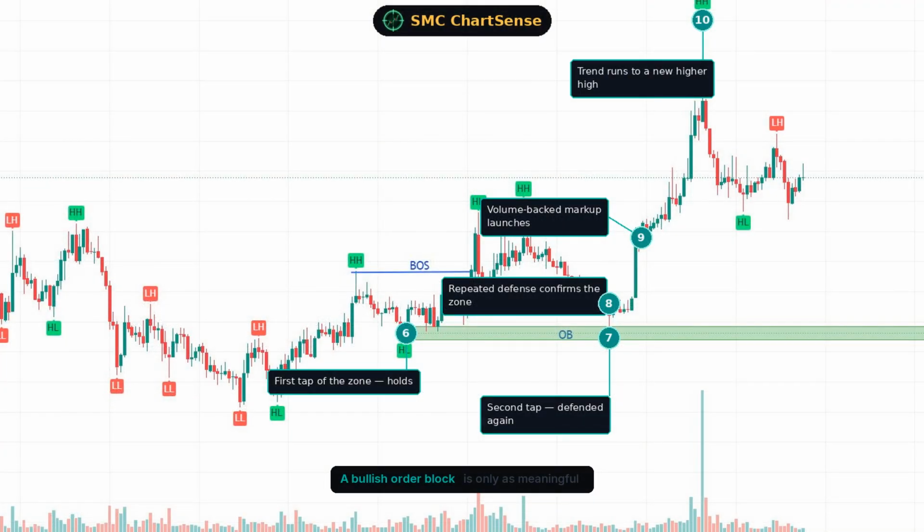A bullish order block is only as meaningful as the structure that creates it. Today we read one born from the pullback, right after an upside break of structure, defended twice, then launched on volume into a new high. The lesson isn't just that the zone held, it's where the zone came from, the first demand zone of a newly confirmed uptrend.